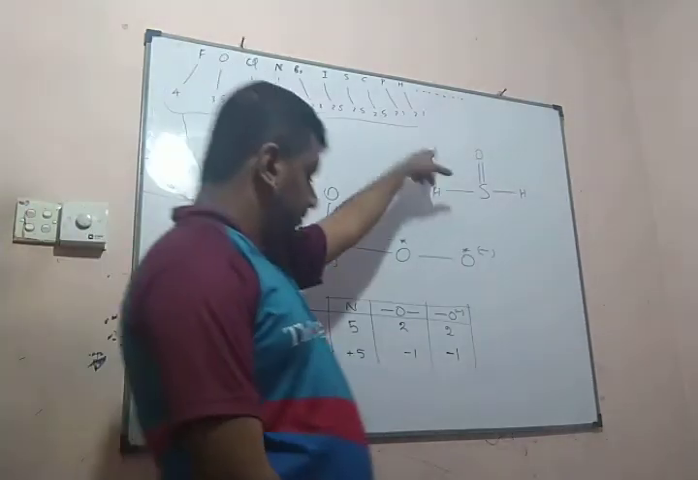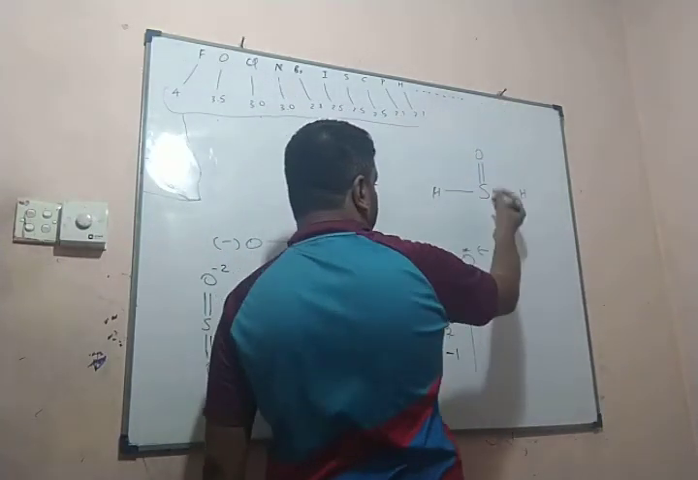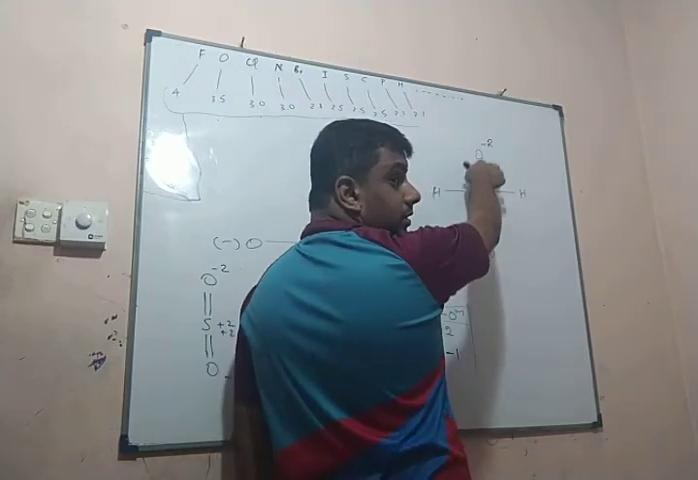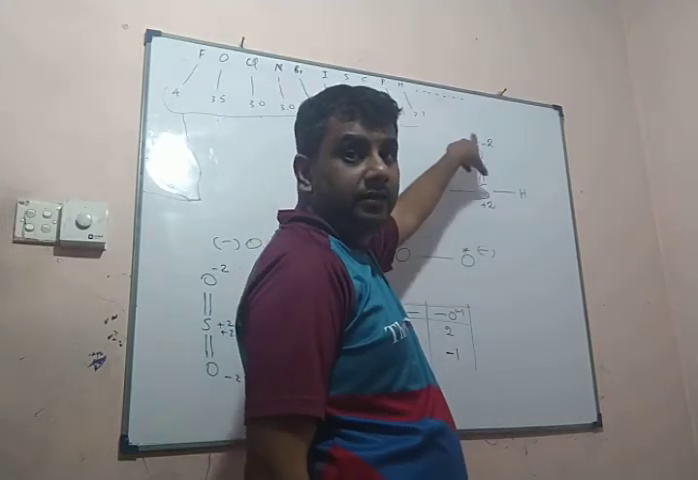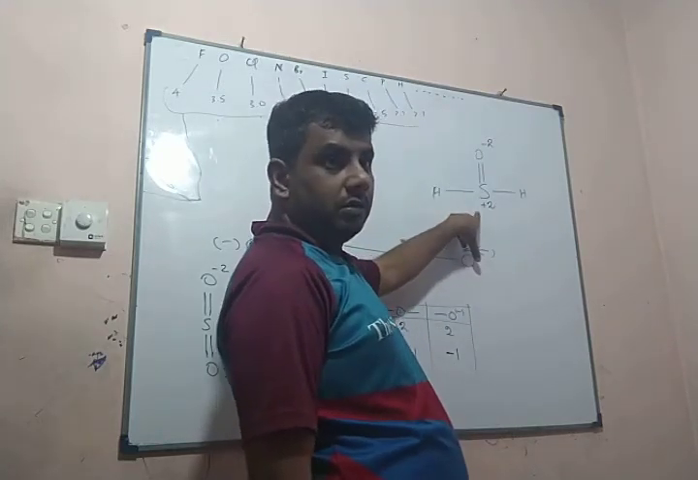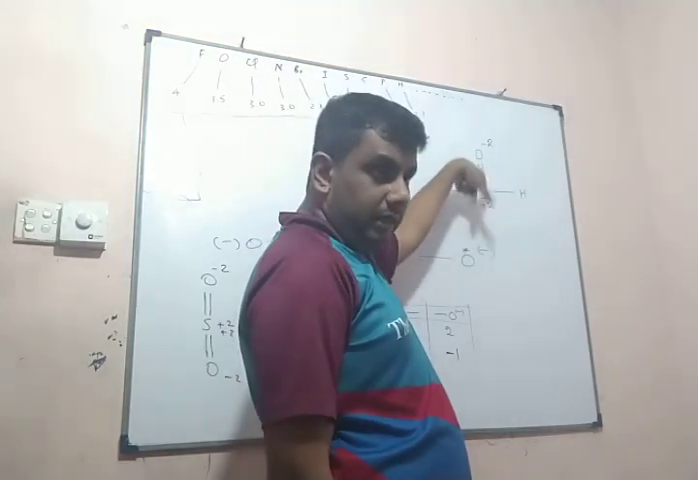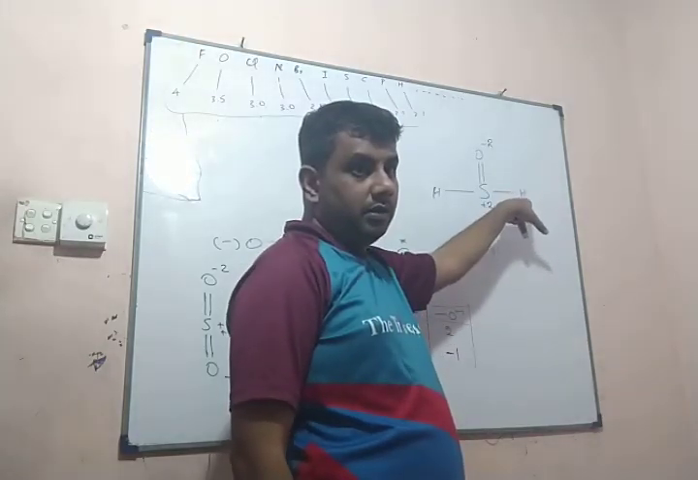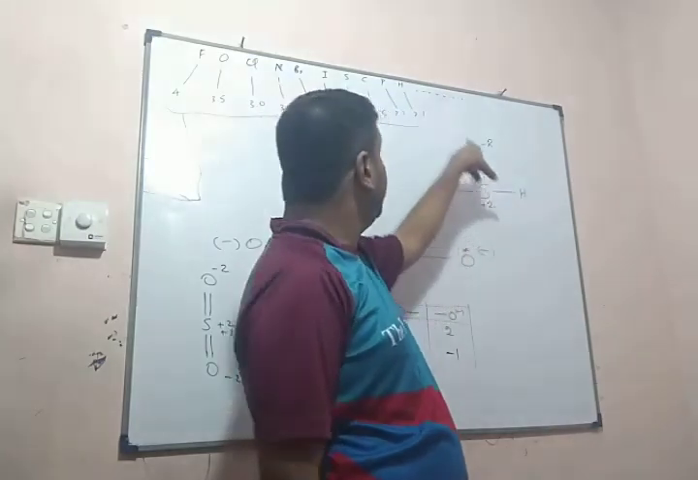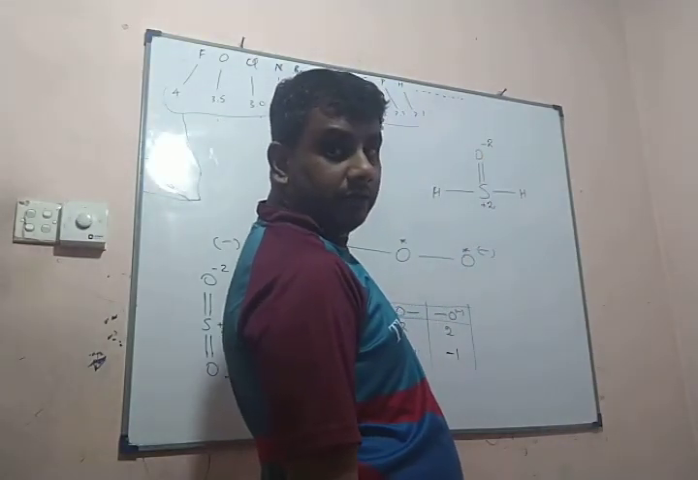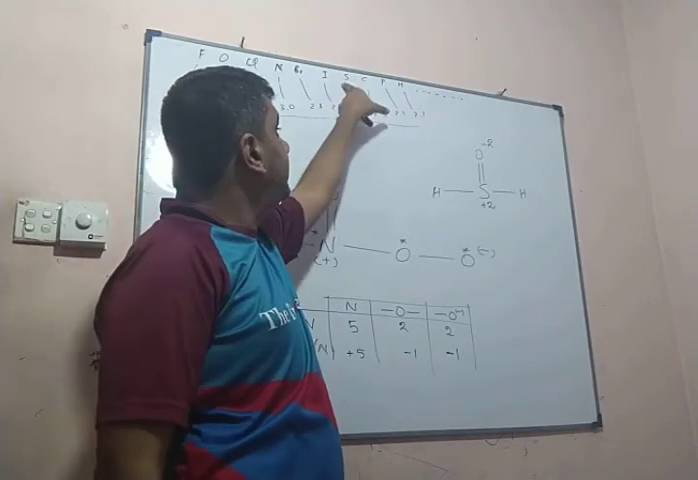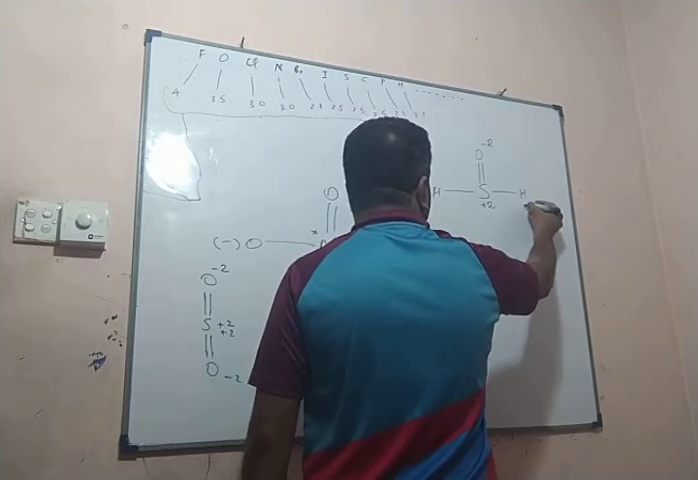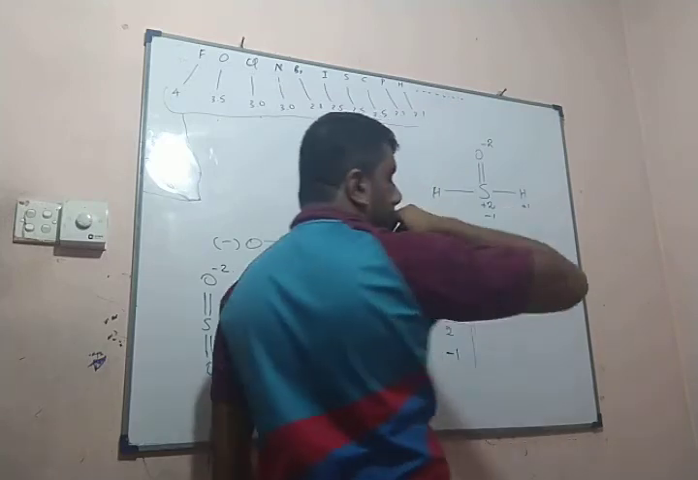Why? This bond: sulfur +2, oxygen -2. Because how many bonds? 2 bonds. So one should get +2 and the other should get -2. Sulfur is less electronegative. That means relatively positive. So +2, -2. And from this bond, which one is more electronegative? Sulfur is more electronegative here. Hydrogen is here. So what's the charge? 1 bond. So hydrogen is +1 and sulfur is -1.